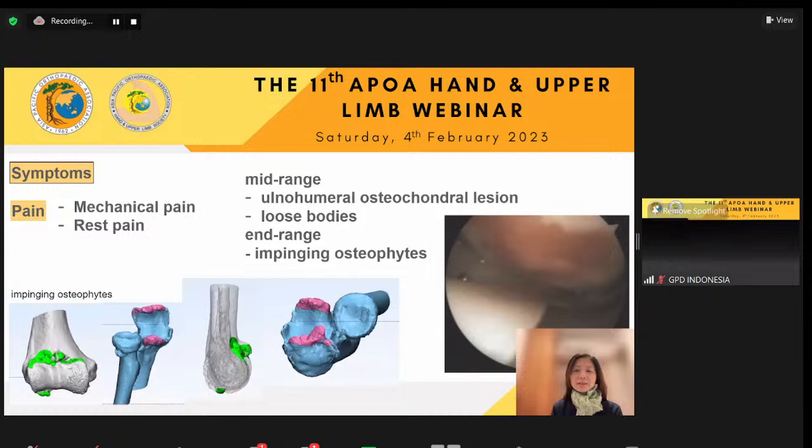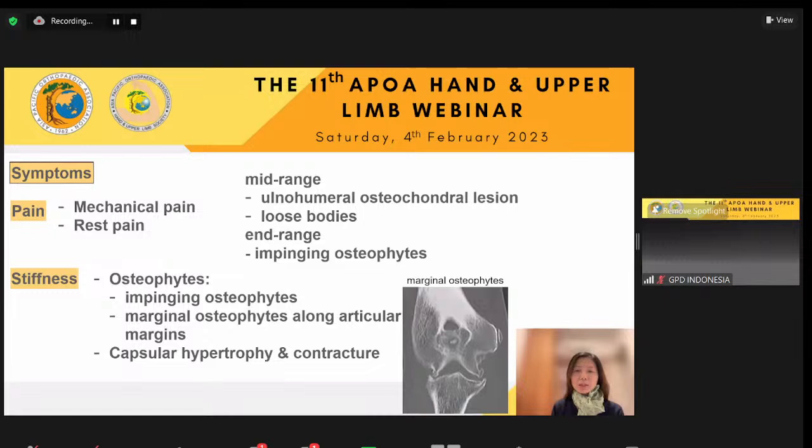Arthroscopy is excellent in handling the impingement pain by removing the impinging osteophytes. It also helps to remove the synovitis and handle the secondary inflammatory pain. It also helps to remove the loose bodies to handle the mechanical pain and discomfort. But for the mid-range pain resulting from the large osteochondral lesions, it doesn't help.